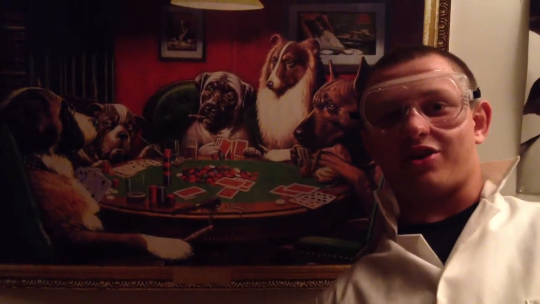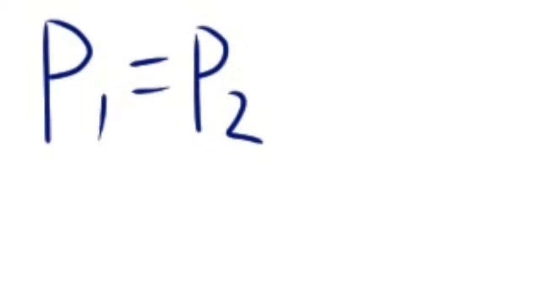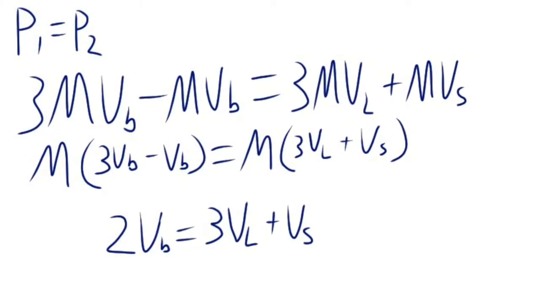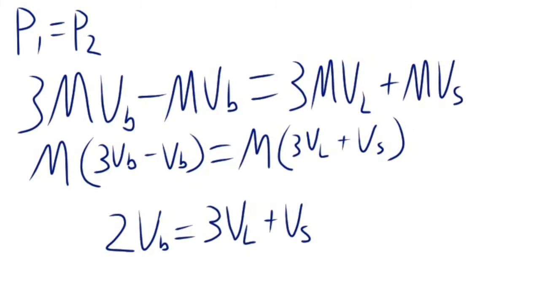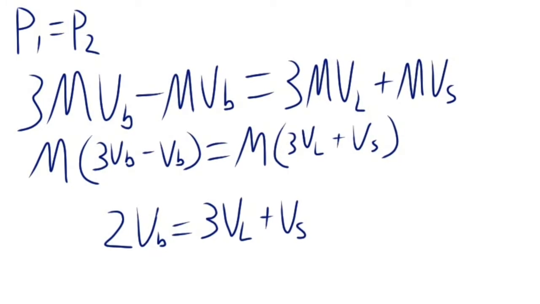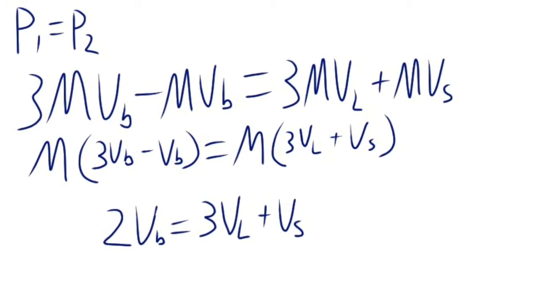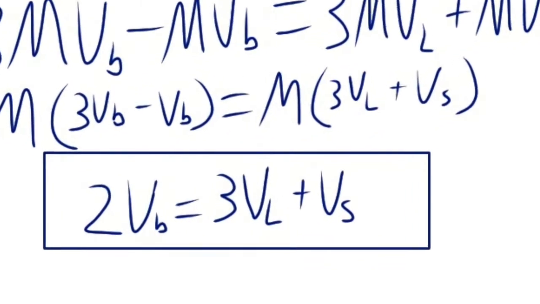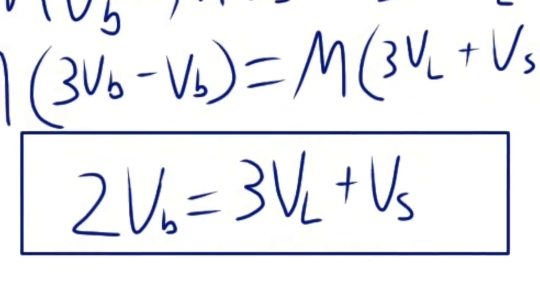For part B of the problem, they want us to relate v sub b, v sub s, and v sub l all in one equation. Me and the dogs here will show you how to do that. For part B, we're going to start with the fact that momentum is conserved. Because of this, we can set the momentum before the collision equal to the momentum after the collision. With that, we have that set up here, and just some simple algebra will get you to the final solution of 2v sub b is equal to 3v sub l plus v sub s.